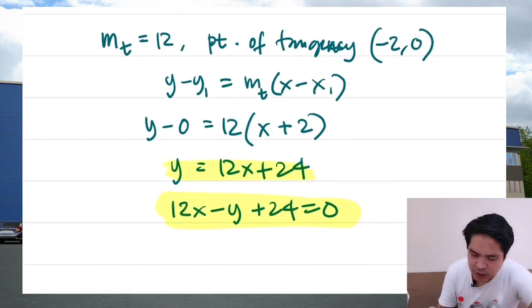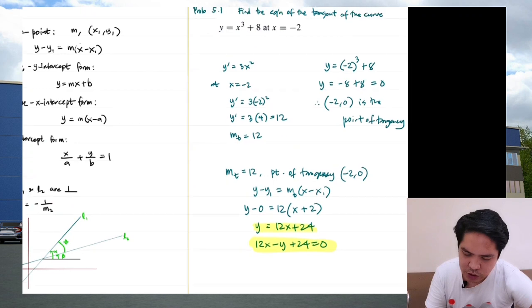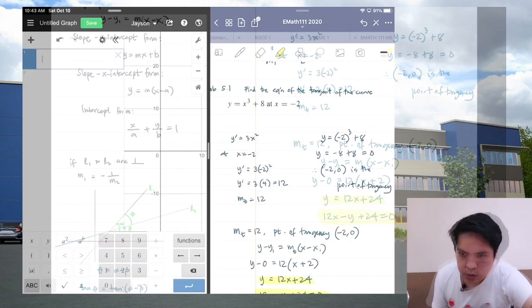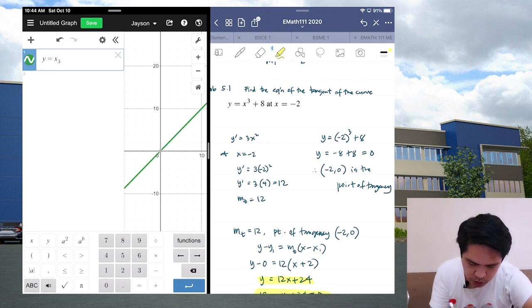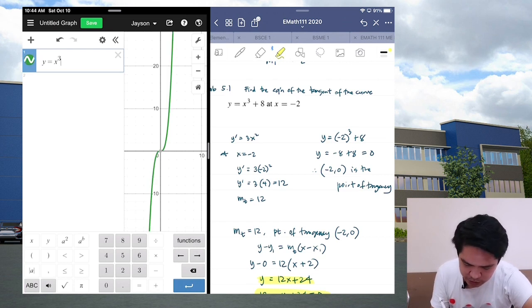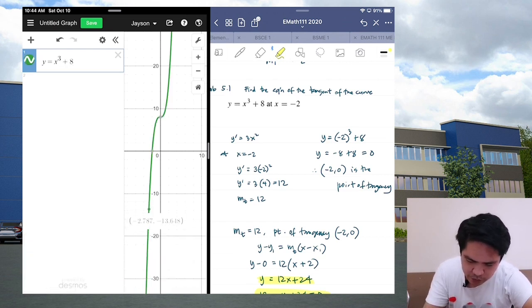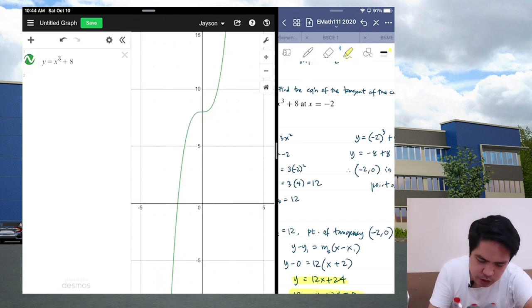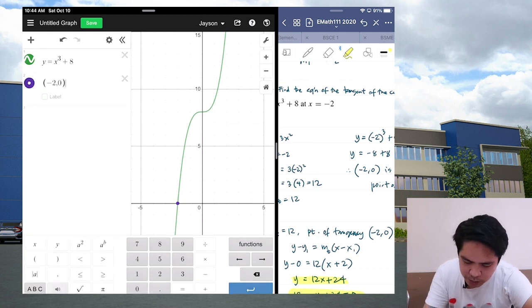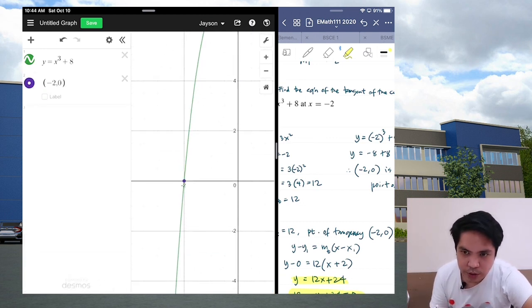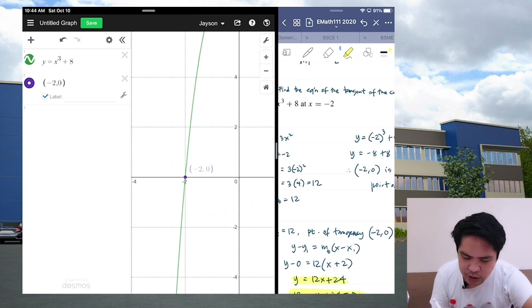Okay, so let us try to check our answers using our graphing tool. Okay, the function was y equals x raised to 3 plus 8. So we have this. Then the point of tangency given was x is equal to negative 2. Then we solved for y. We found out that y should be 0. So if you notice that is a point within the curve. So tama yung answer natin about sa point of tangency. So that is the point of tangency.